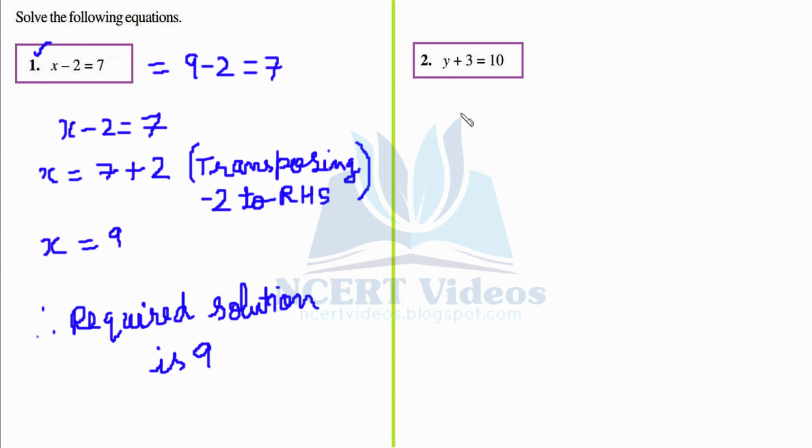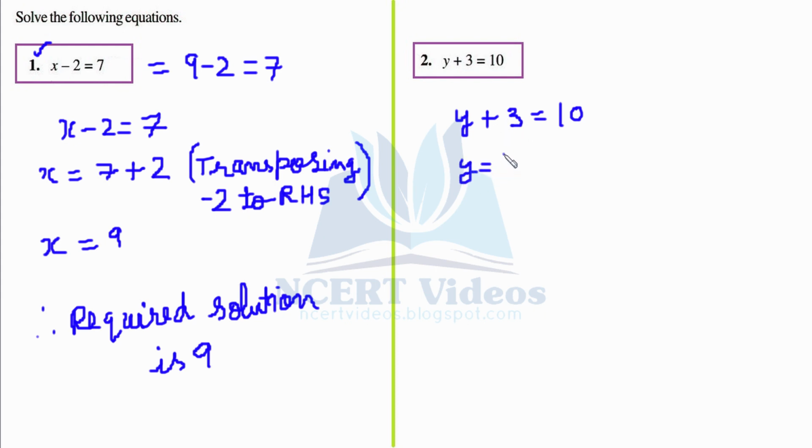Second, first of all we will write the same. y plus 3 equals 10. Now our aim is to just leave this variable on the left hand side. This is your left hand side and this is your right hand side, and we transpose or move it to RHS, that is the right hand side. Doing so, we have to subtract 3 because here we have 3 with a positive sign.